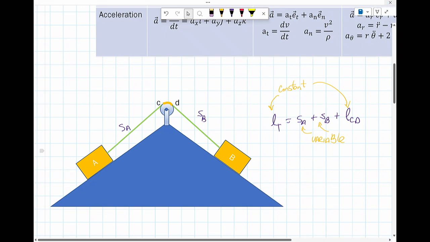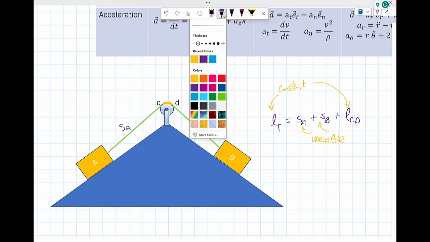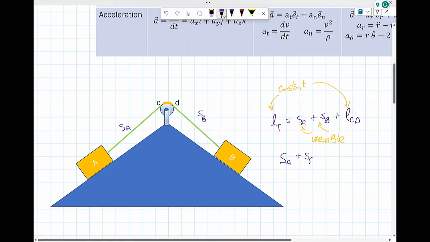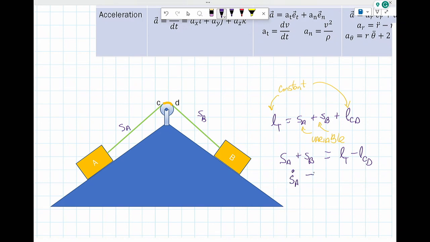So I can say SA plus SB is equal to length total minus length C sub D. Take the derivatives, SA dot plus SB dot equals 0, because the constant, dLT dt, dLCD dt is equal to 0. And so the only term that's left is dSA dt and dSB dt. Now this is where it gets a little bit funny.